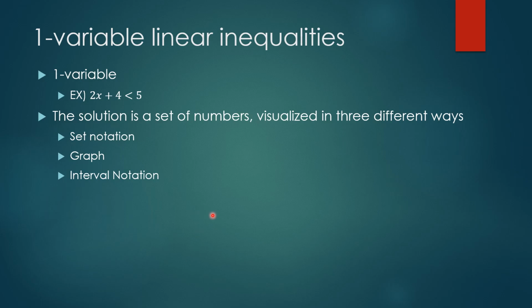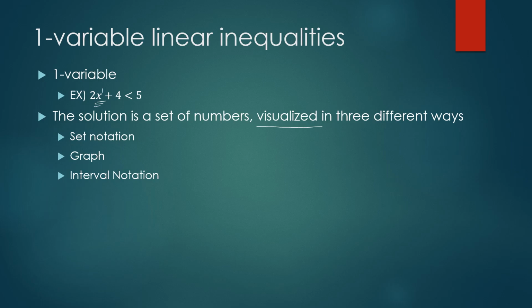A one variable linear inequality simply is an inequality with one variable. For example, 2x plus 4 is less than 5. We have one variable, and the exponent of that is 1, so therefore we have a one variable linear inequality. Now the solution to this inequality is going to be a set of numbers, but it can be visualized or seen in three different ways: set notation, graphing, and interval notation.